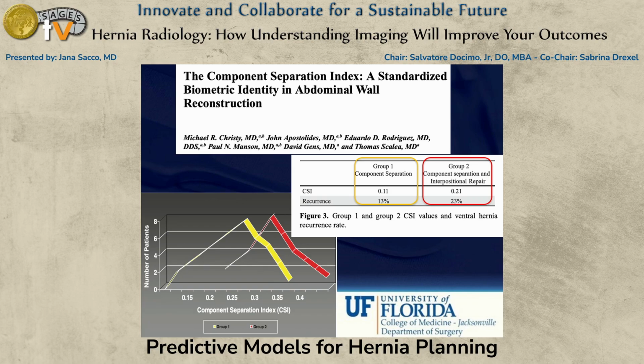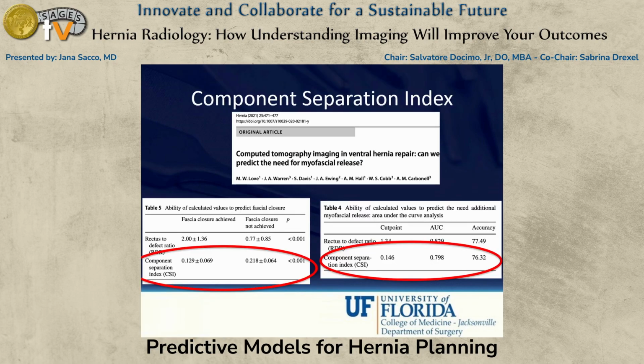But again, they did show that a CSI of 0.1 meant they were likely to be able to get the fascia closed, versus 0.2 if they couldn't. And Carbonell replicated this in his paper, and he showed very similar numbers. So if you're getting to fascial closure, about 0.2 is the cutoff for using this CSI value to predict your ability to close the fascia.